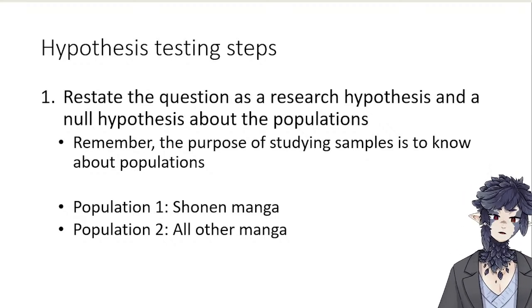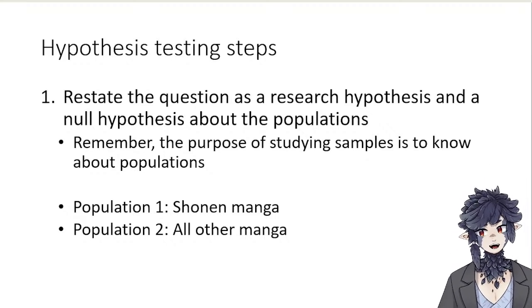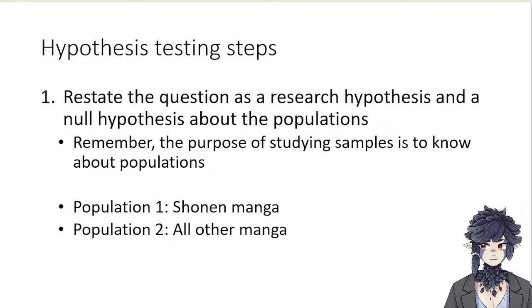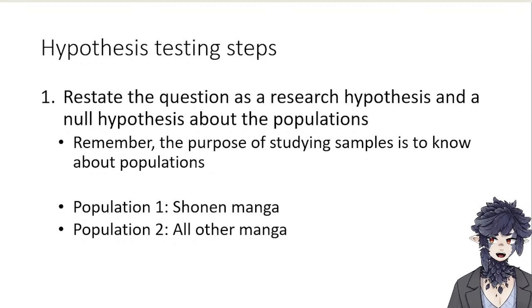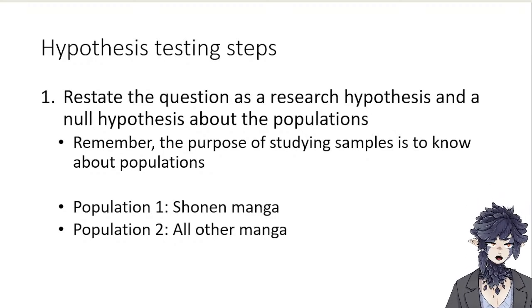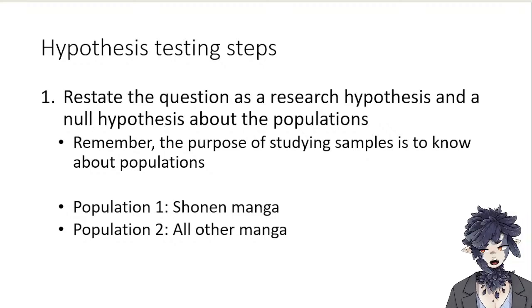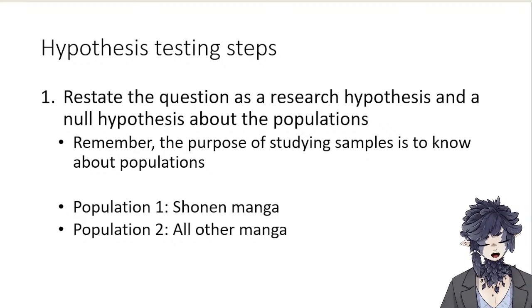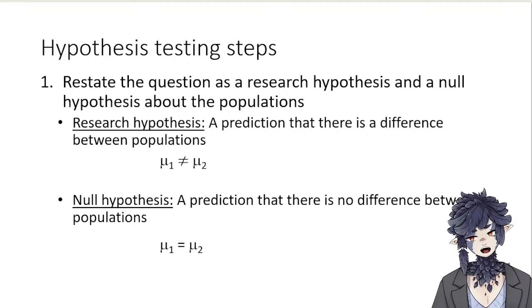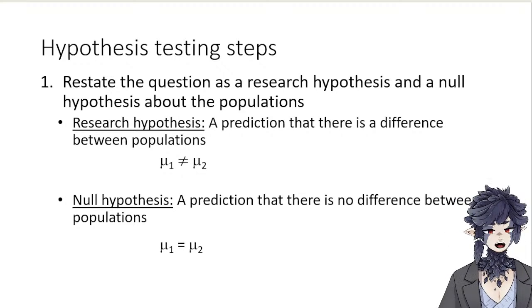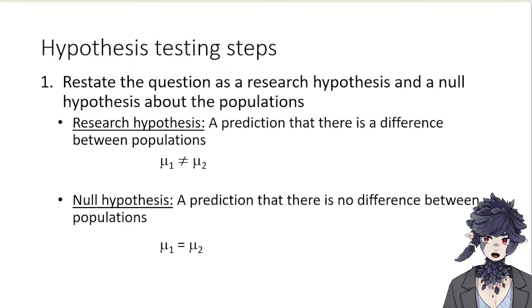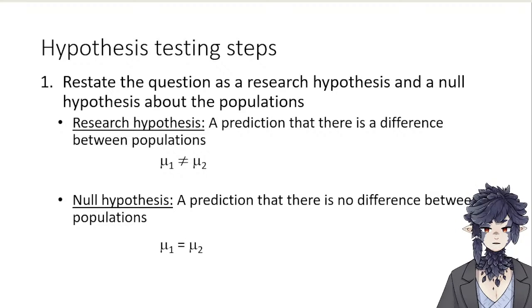So what we're doing is we're trying to draw conclusions about populations. I may only have a sample of, say, 5 shonen manga, but I'm trying to draw a conclusion about all shonen manga ever published compared to all other manga ever published. So I have 2 populations, essentially, shonen manga and not shonen manga, and that leads me to 2 hypotheses.